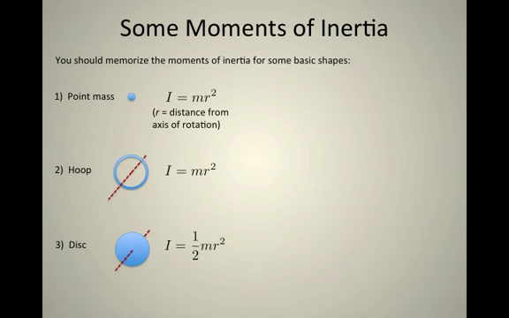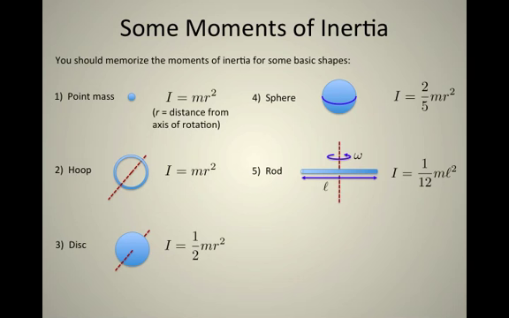The next is a disk, and you can imagine throwing a pie plate through the air so it acts like a solid frisbee. This has a different moment of inertia because some of its mass is concentrated at smaller distances than r. The moment of inertia of a disk is 1/2 mr squared. The next is a sphere, and if you imagine a planet rotating and spinning around its axis, the moment of inertia of this is 2/5 mr squared, lots and lots of mass at different radii, and so it's even smaller than the disk.